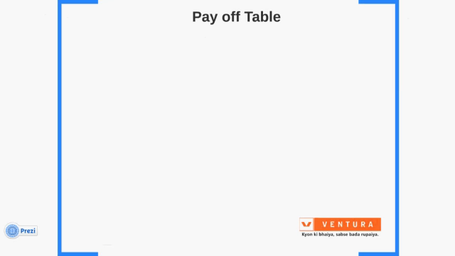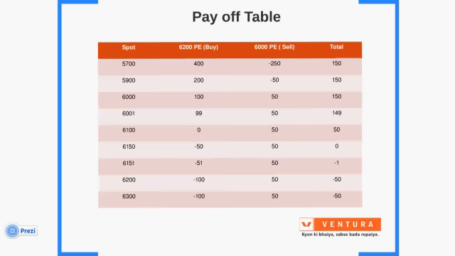As you can see from the payoff table, 6,150 is your break-even point. Once Nifty goes above 6,150, you start making a loss up to 6,200. Once Nifty goes above 6,200, your loss remains stagnant, which is equal to the net premium that you have paid. Now let's look at what happens if the market goes below 6,150. Below 6,150, you start making a profit up to 6,000. If the market goes beyond 6,000, your profit remains constant at 150.